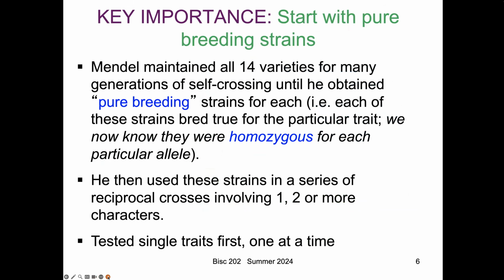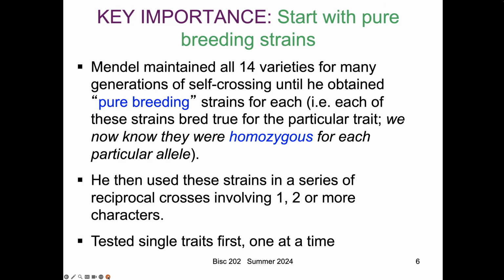And one of the most important things he did was to start with strains that are pure breeding. What that means is you have a plant that's tall, right? And you collect all its progeny and you grow the progeny and they're all tall. And then all of their progeny are tall and all of their progeny are tall.